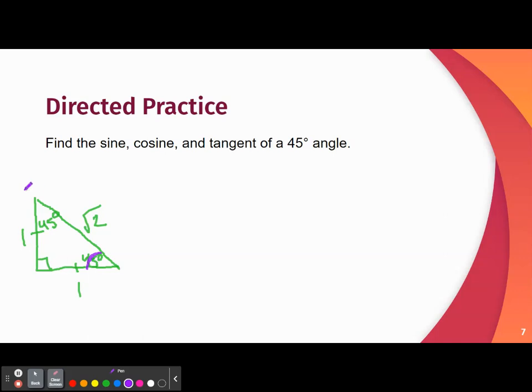All right, so let me just label this A, B, and C just so it's easier for you to tell me which side is opposite, adjacent, and the hypotenuse, which we automatically know this side to be the hypotenuse, the square root of 2. John, which side is opposite of angle C? A, B, perfect. So this side's opposite. And John, which side's adjacent?